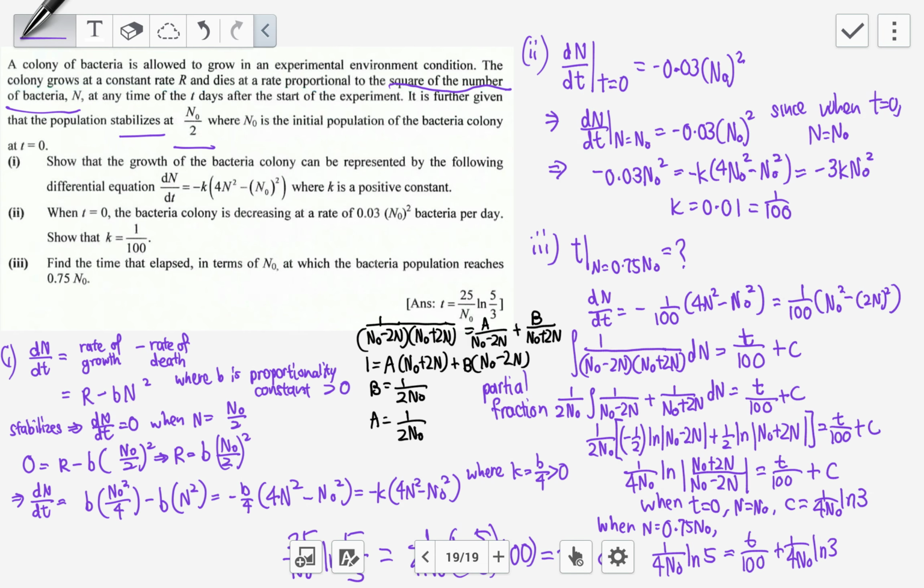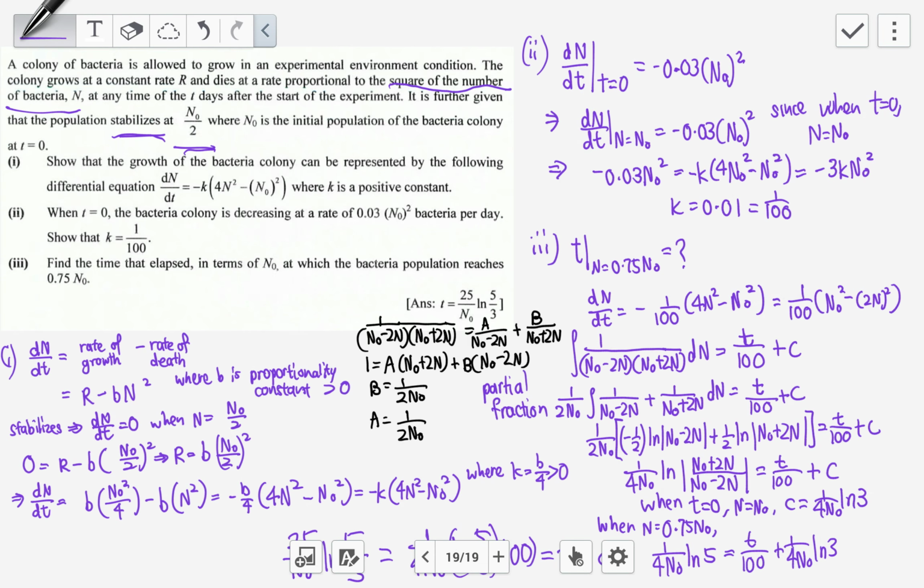Then this says that it stabilizes at n0/2. So when the population is n0/2, the rate of change of the population is 0. Stabilizes simply means that the rate of change of the population is now 0. So dn/dt equals 0 when n equals n0/2. Then we have 0 equals r minus b times (n0/2) squared. Therefore, I find that r equals b times (n0/2) whole thing squared.